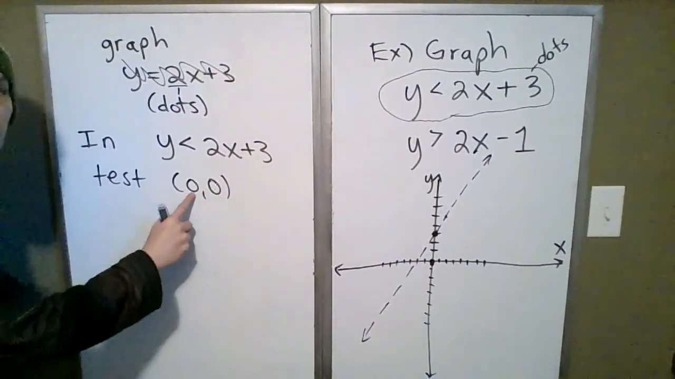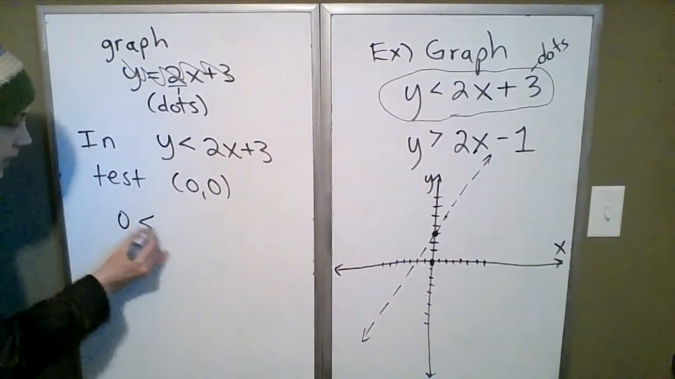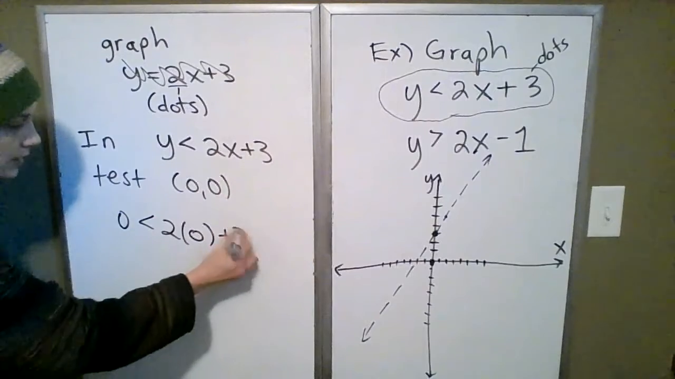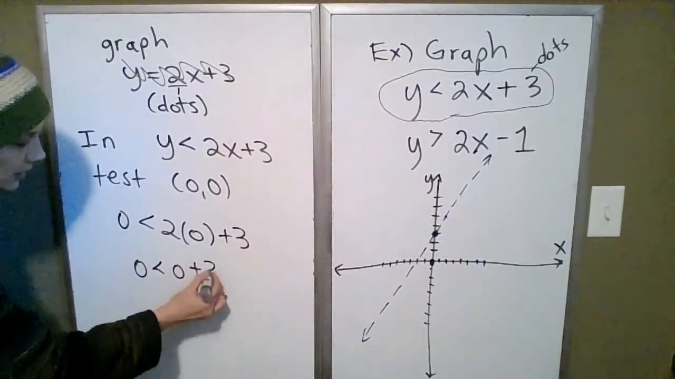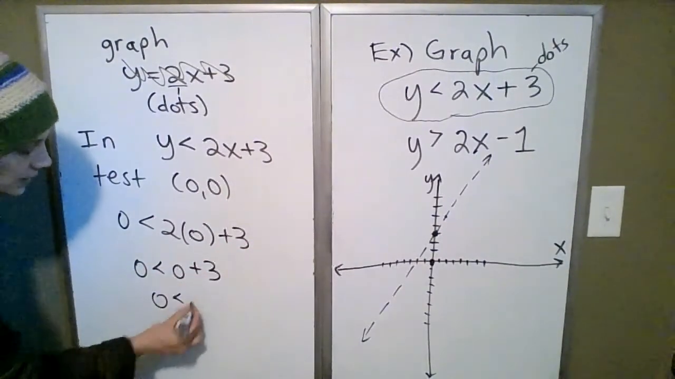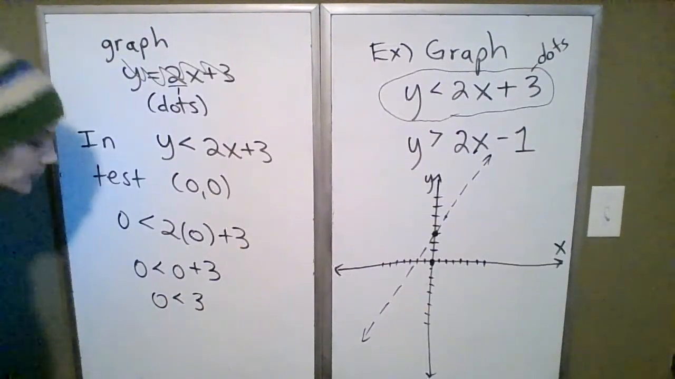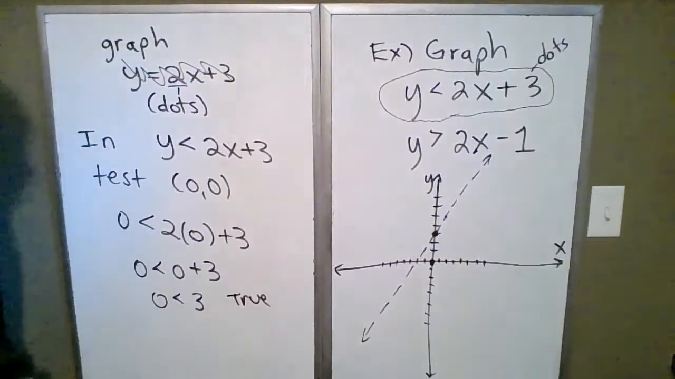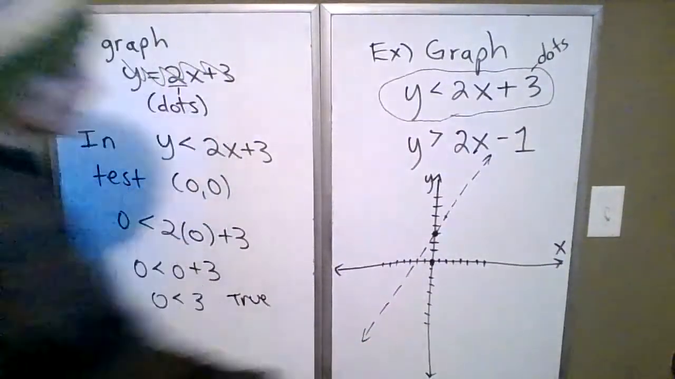Okay, 0 for x and 0 for y. So 0 less than 2 times 0 plus 3. 0 less than 0 plus 3 is 0 less than 3. Yes, that's true. So I want to shade over that point and on that side of the dotted line.